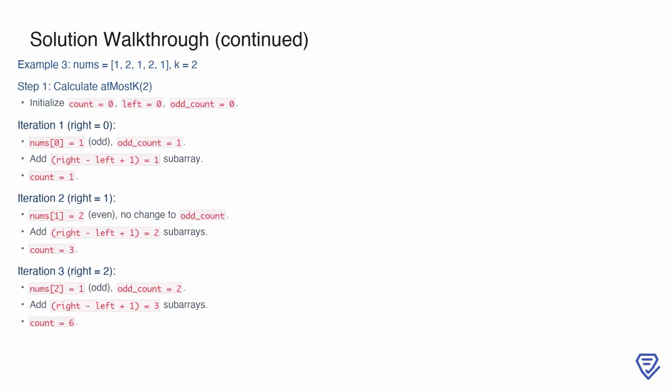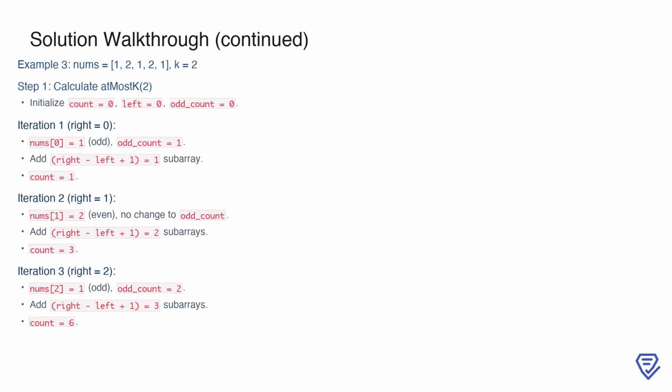For the final example, nums equals [1, 2, 1, 2, 1], and k equals 2, we first calculate atMost(2). Initialize count, left, and odd_count to 0. In the first iteration, nums[0] is 1, an odd number, so odd_count increases to 1. We add 1 subarray, [1], bringing count to 1.